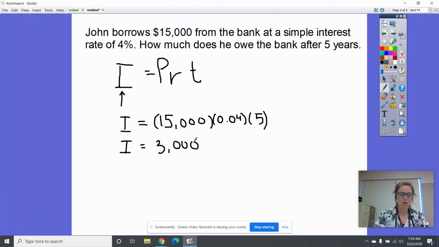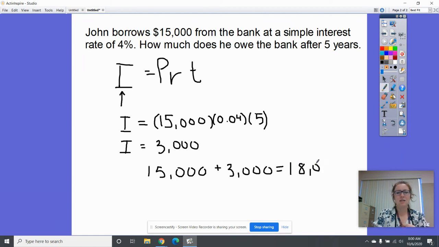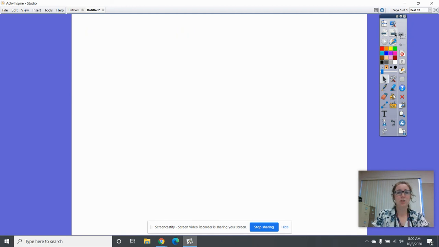3,000 is the extra amount of money that John is going to owe to the bank after 5 years. Well, that's just the extra amount. If we're wondering how much does he owe the bank, he has to pay the interest, but he also has to pay the original amount that he borrowed. So he has to pay that $15,000 that he borrowed plus that interest, that extra amount of money that he's going to pay the bank. And that looks like that's a total of $18,000 is what he owes to the bank after 5 years. So that's one example of a simple interest problem. Let's go ahead and do one more.